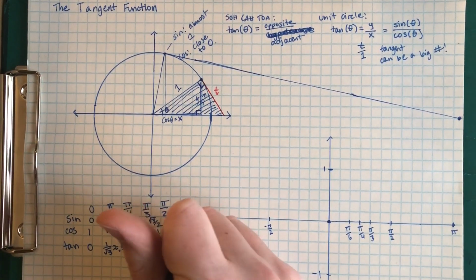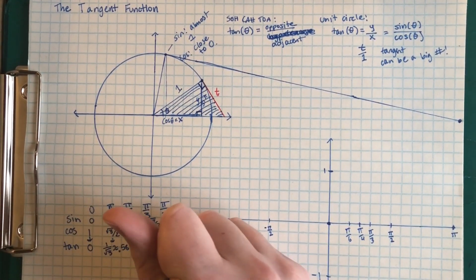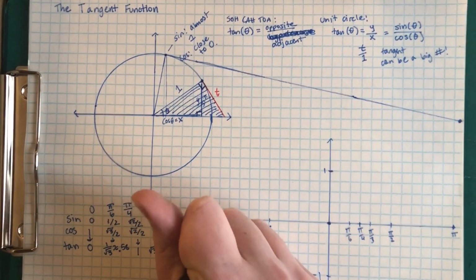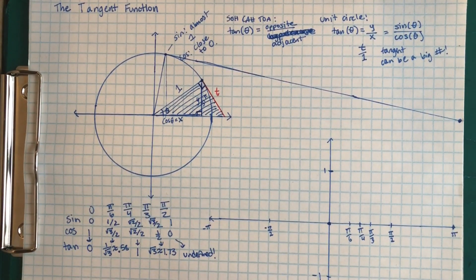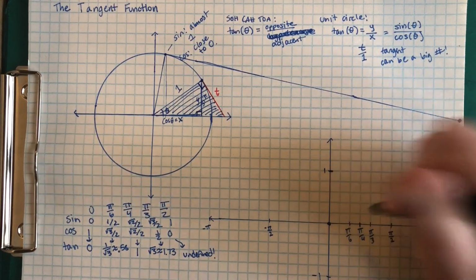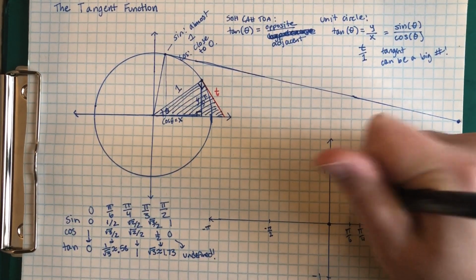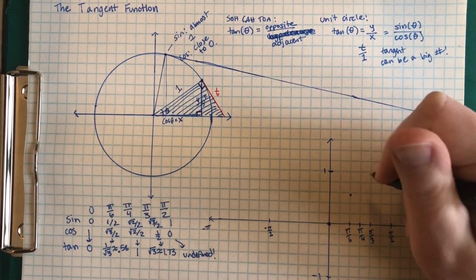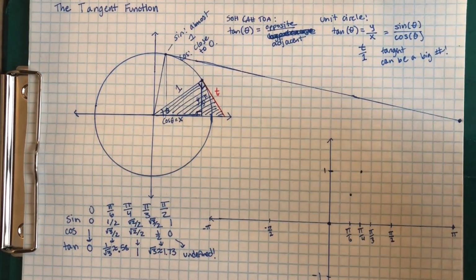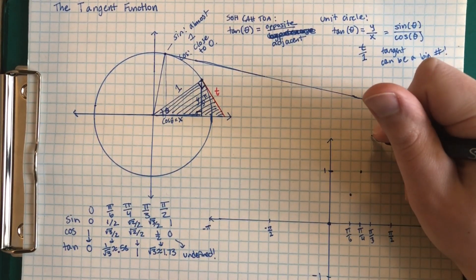And then 1 over 0 is undefined. If you type it in the calculator, you'll get an error. You cannot divide by 0. So if I plot these in, pi over 6 will be right about here. Pi over 4 is going to be up at 1. Pi over 3 is 1.73. So right about here.